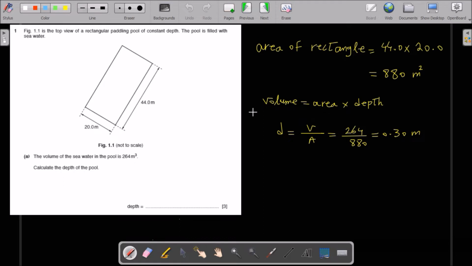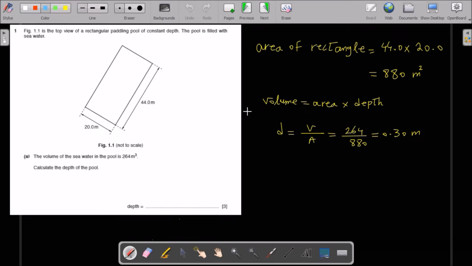Question 1. Figure 1.1 is the top view of a rectangular pavement pool of constant depth. The pool is filled with seawater. The volume of the seawater in the pool is 264 meter cube. Calculate the depth of the pool.